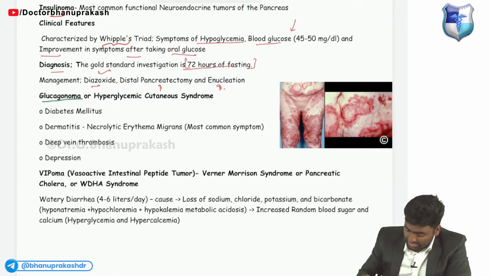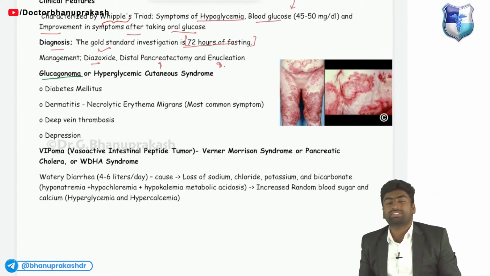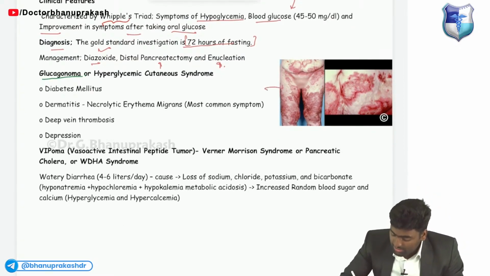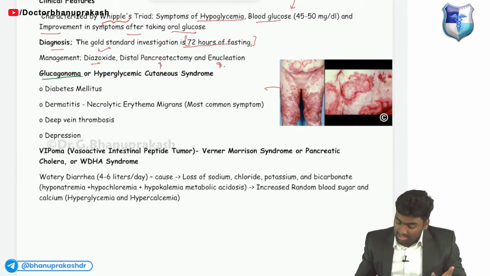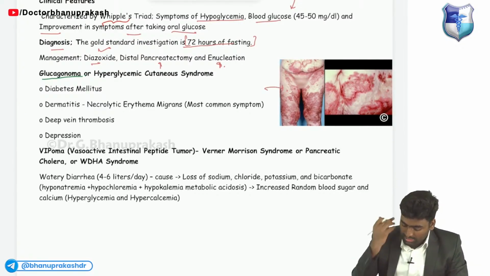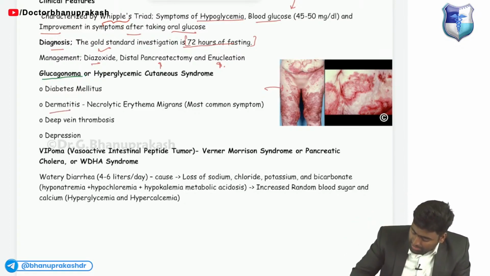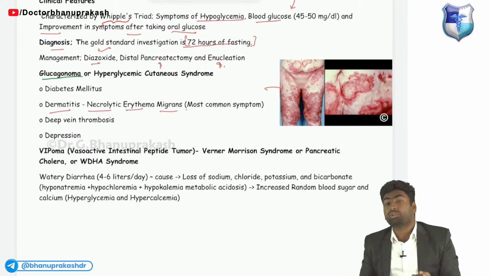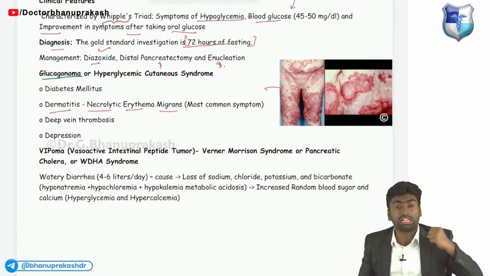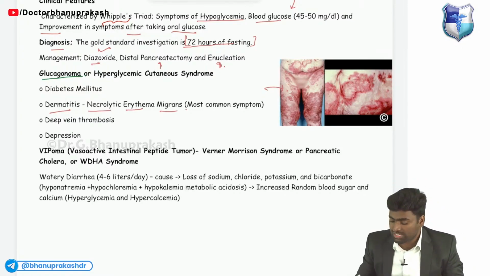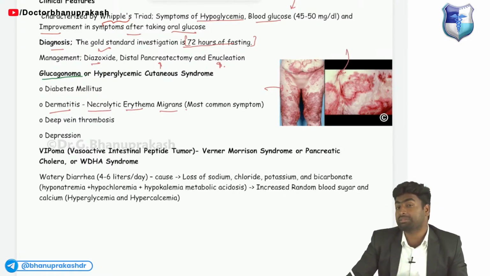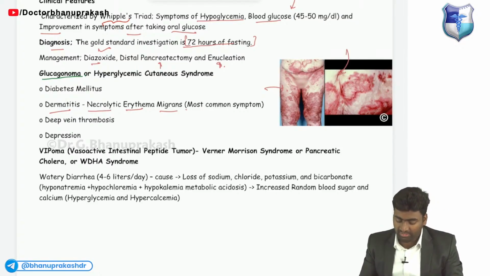Fine. Next one is glucagonoma. This glucagonoma will present with a peculiar type of rash. We know glucagon causes an increase in blood glucose level. So it will cause an increase in blood glucose level, and it will cause this type of dermatitis, which is known as necrolytic migratory erythema. In which of the following tumors or conditions will you see this type of necrolytic migratory erythema? It will be classically seen in a case of glucagonoma.